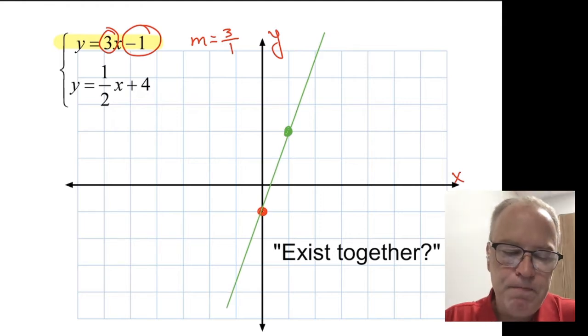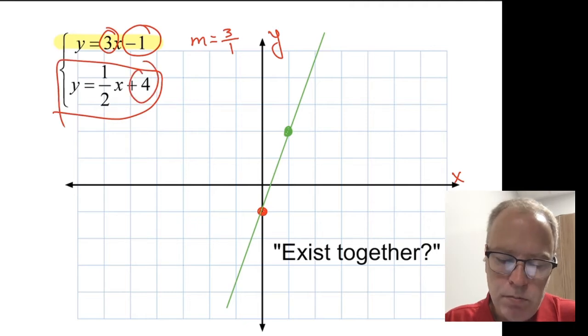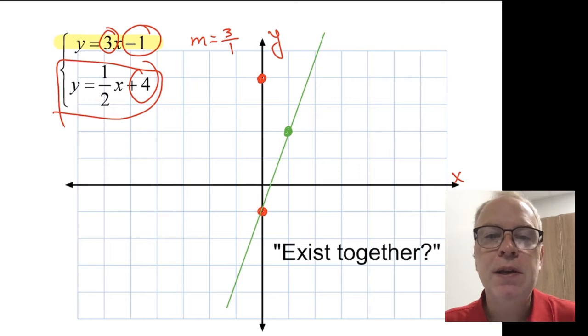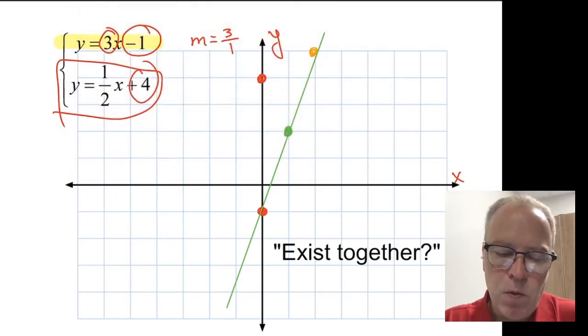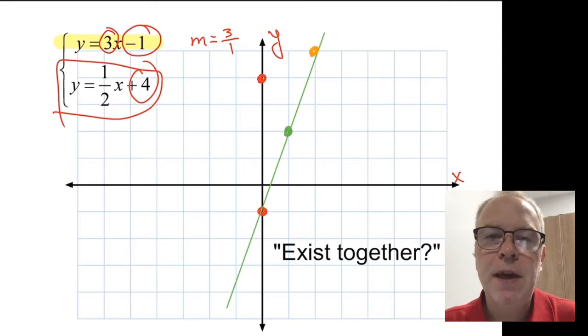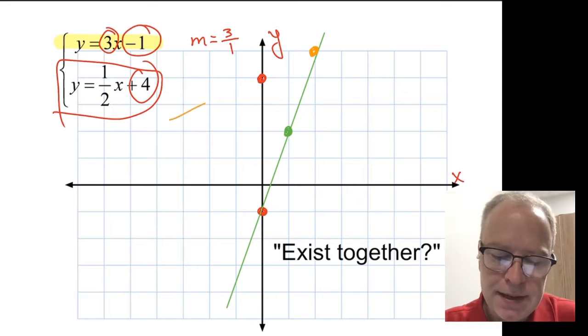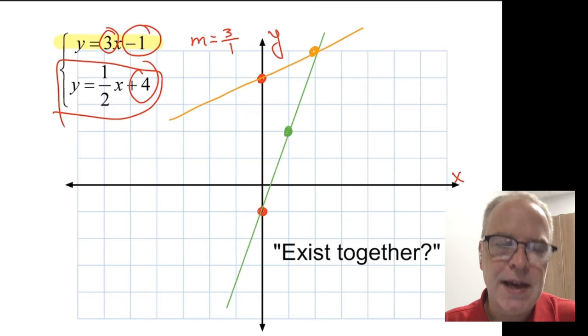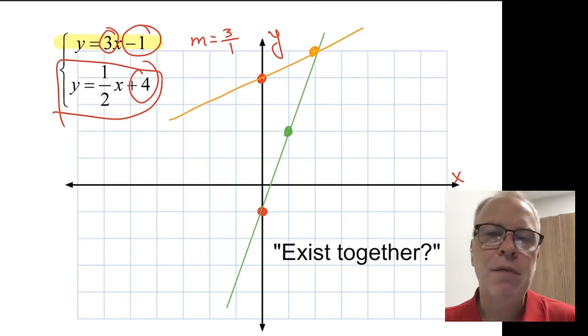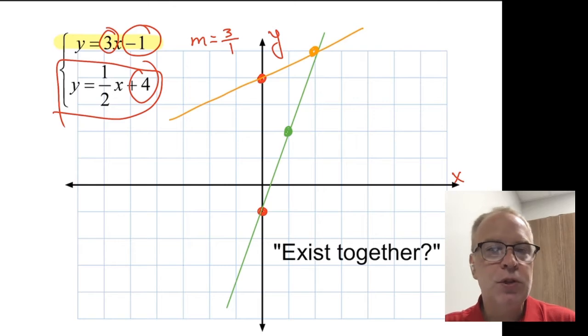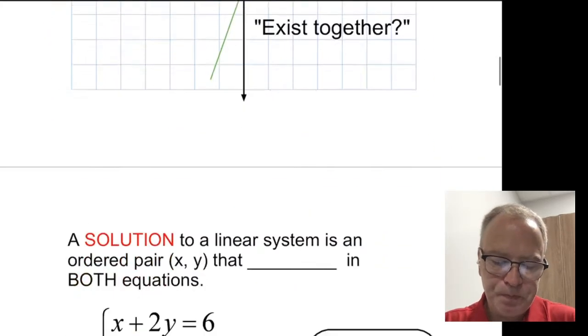Now the other one, what you do is you're going to go up 4, put a dot, and then this slope is up 1 over 2. So I'm going to go up 1 over 2 from that first dot, and I get the second dot, and I draw my second line there. All right, so this is what we mean by a system of linear equations or linear functions.